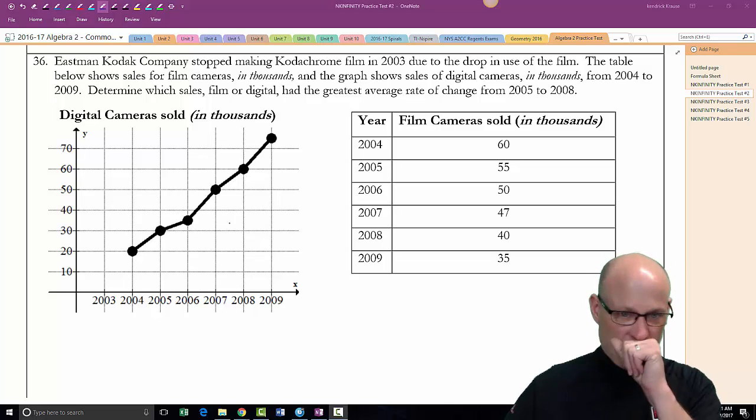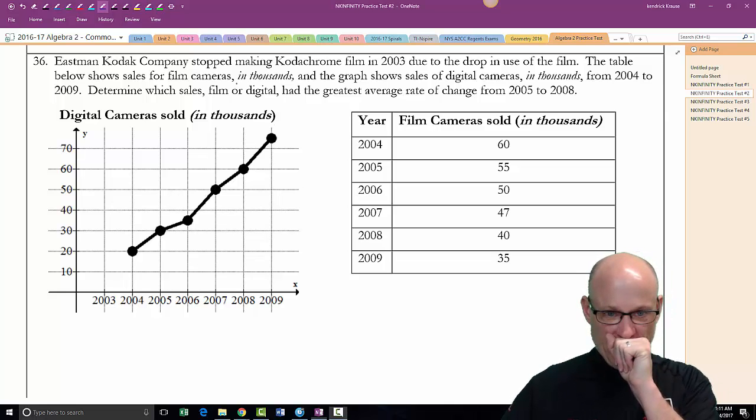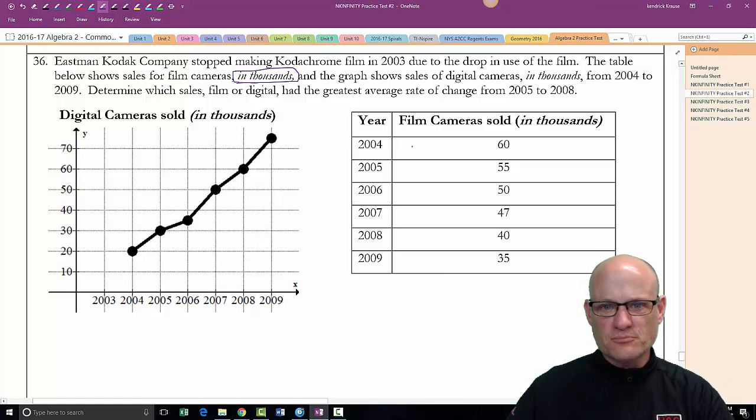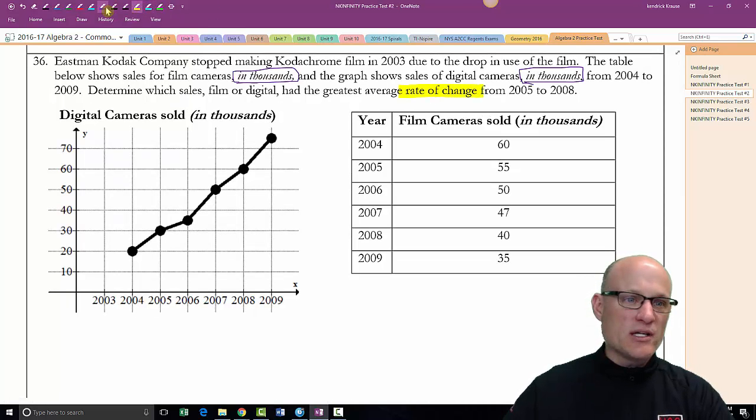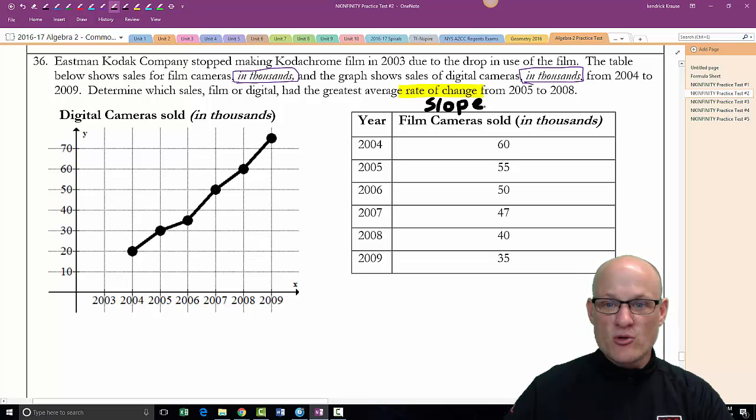The table below shows the sales for film cameras in thousands. That might be important. I don't even know. I haven't seen this question in a while. And the graph shows the original digital sales in thousands from 2004 to 2009. Determine which sales, film or digital, had the greatest rate of change. Look, when you see this rate of change, the only thing you need to think about in your brain is slope. Change in y's over change in x. And they give us from 2005 to 2008.